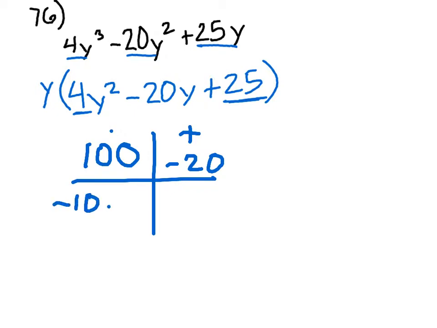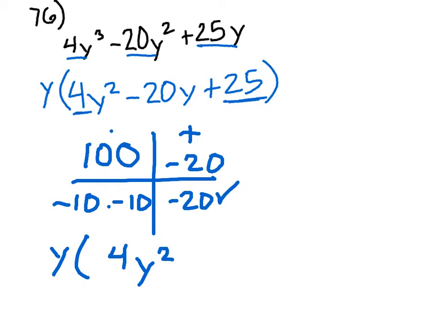Okay, so running through the AC method. Negative 10 times negative 10. And that does add up to negative 20, so we are good. And let me split that middle term now. We still have a y on the outside, but we have 4y squared minus 10y minus 10y plus 25.